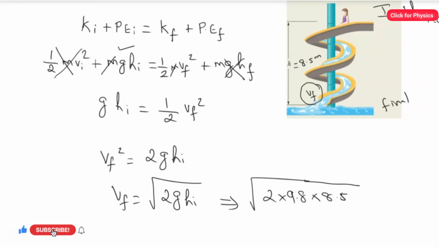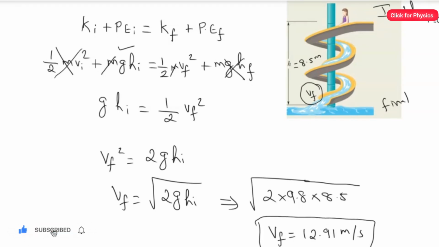So the final speed when the child comes to the bottom of the slide is equal to 12.91 meters per second. So this is the answer for this question. That's it. Thank you.